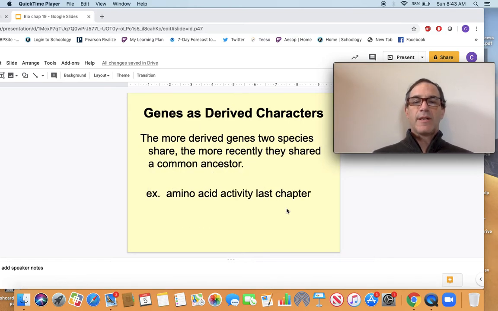So nowadays, many taxonomists and what we call systematists, who are people who group these organisms, use genes as derived characters. The more derived genes two species share, the more recently they shared a common ancestor. You might remember the amino acid activity from last chapter, where we counted the numbers of amino acid similarities between humans and chimpanzees and bears and things like that. Looking at those similarities, we can count how closely related two organisms are, and we can use these in a cladogram.